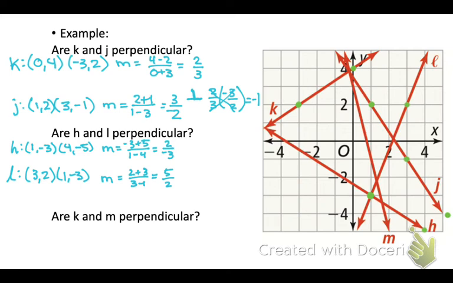Are they perpendicular? No. But we've got to prove it. So I take negative 2/3 times 5/2. Well, the 2's would reduce, wouldn't they? But you get negative 5/3. Is that equal to negative 1?